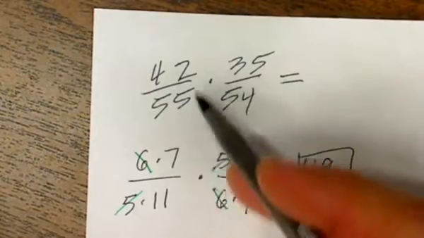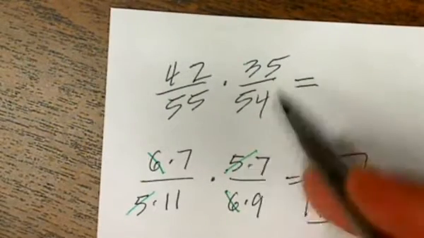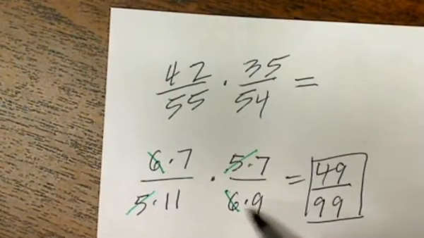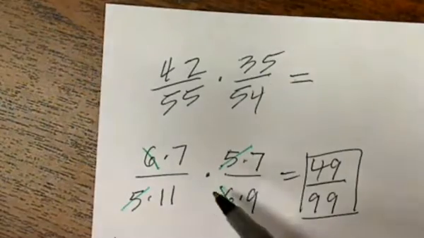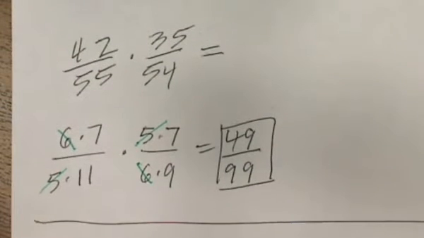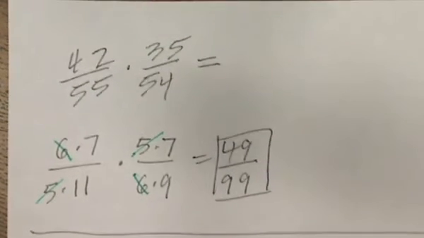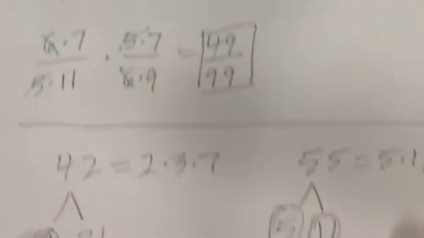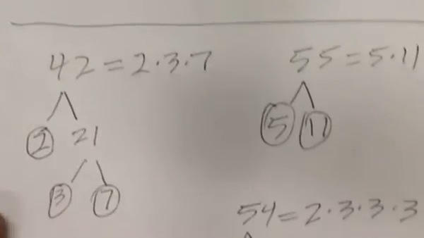42 is 6 times 7, 55 is 5 times 11, 35 is 5 times 7, and 54 is 6 times 9. If you know those tables, then you're good. However, if you keep missing them because you're not good with your multiplication tables, or if you keep having answers that are not completely reduced, then try the factor tree method. You have 4 numbers written in their prime factorizations. Here's what we do with those.